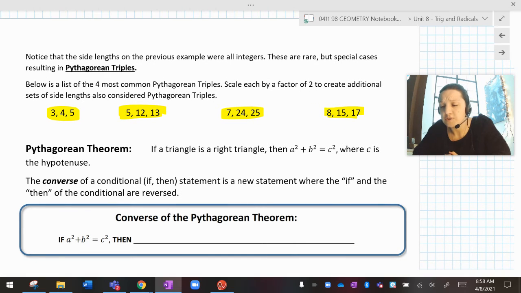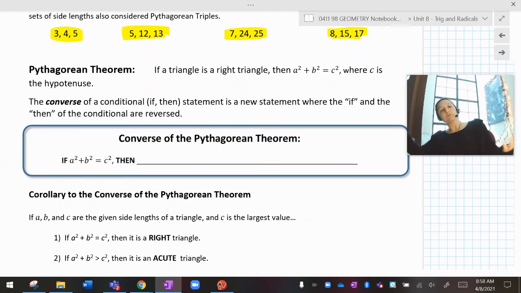And some other ones are 7, 24, 25, 8, 15, 17. And I think the next one after that is 9, 40, 41. Okay. You do not need to memorize these, but you'll just notice those numbers come up a lot, and those are called Pythagorean triples.